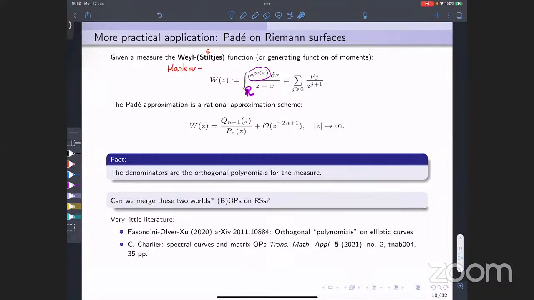Okay, so the denominators are famously the orthogonal polynomials for the measure. And so now my goal is to merge orthogonal polynomials, Pade approximants, etc., with Riemann surfaces. And there is not much attempted yet in this, except for the 3 papers that I mentioned before. There was a paper by Fazlini Zhu, where they study kinds of ad hoc orthogonal, quote-unquote, polynomials on elliptic curves. And in fact, I will focus on a similar example later on.